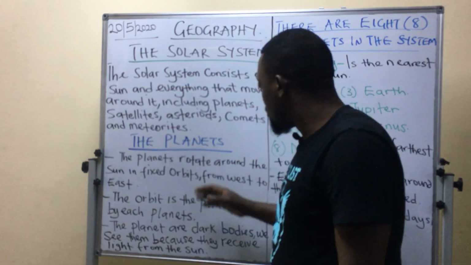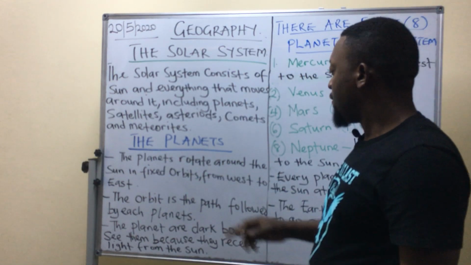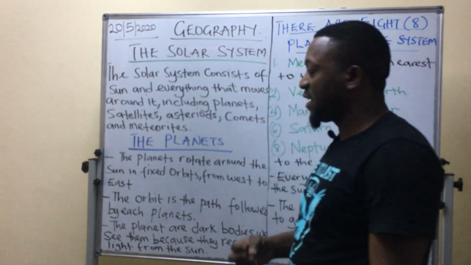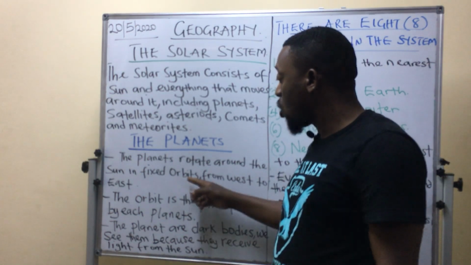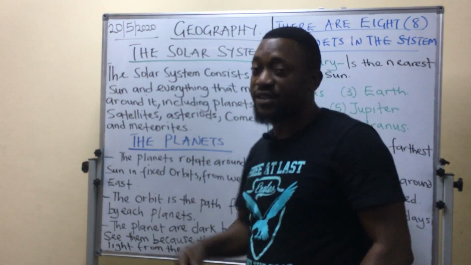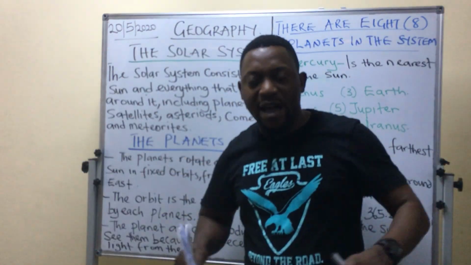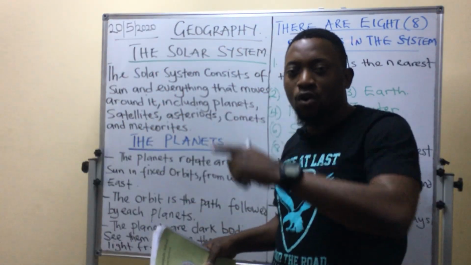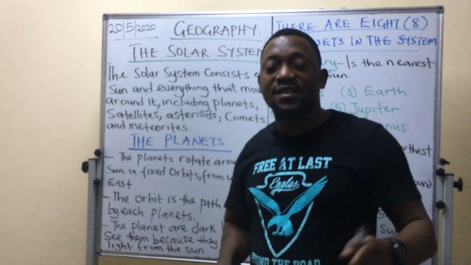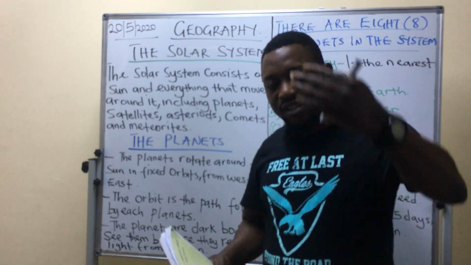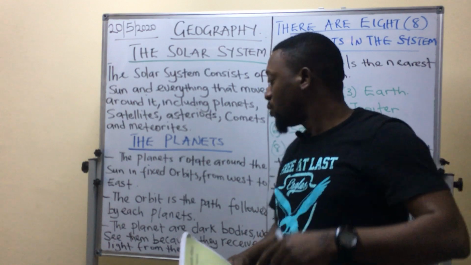The planets rotate around the sun in fixed orbits from west to east, because the sun is a very big body. Why do they rotate around the sun? Because the planets have dark bodies. They receive light from the sun. That is why they rotate around the sun.